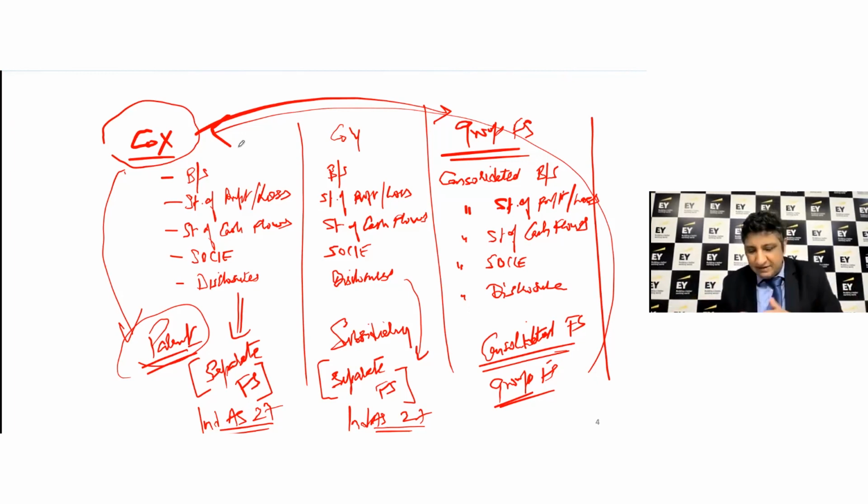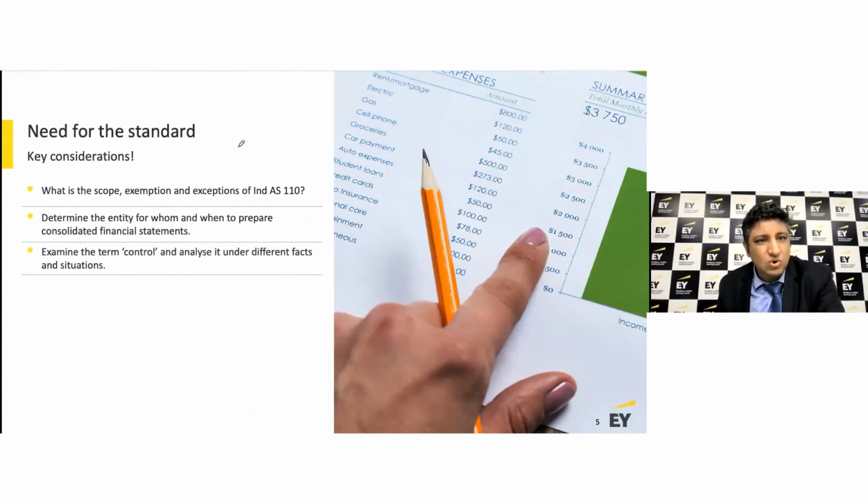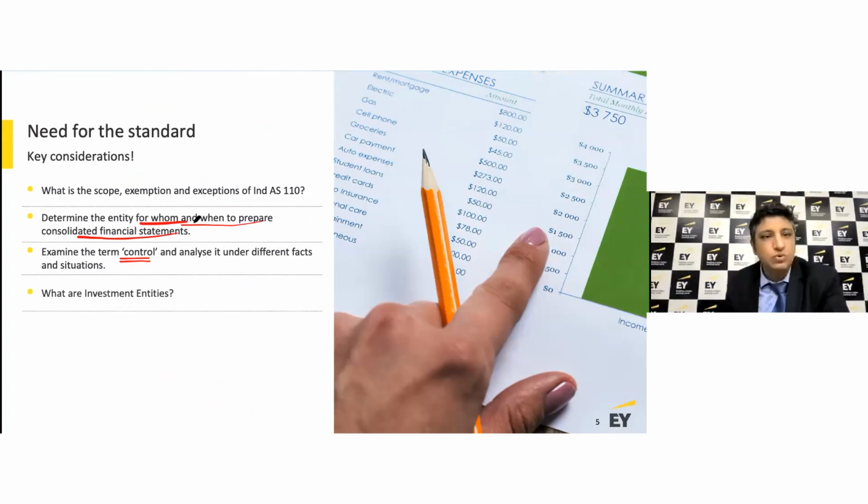Okay. So that is the broader perspective that we wanted to bring along when you look at the introduction to Ind AS 110, which is consolidated financial statements. What we're going to talk about here is in detail. For example, what are the scope requirements, what are the exemptions or exceptions to this Ind AS 110? Are we always required to consolidate? Can there be some exceptions and the reasons thereof? We start looking at, very importantly, what is the word control. When do you prepare the consolidated financial statements? For whom do you prepare the consolidated financial statements?